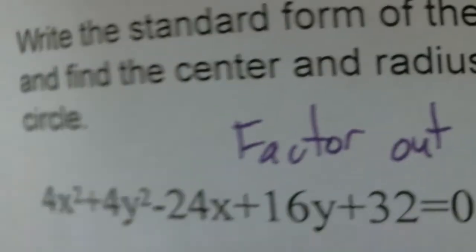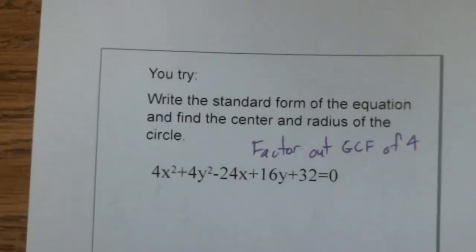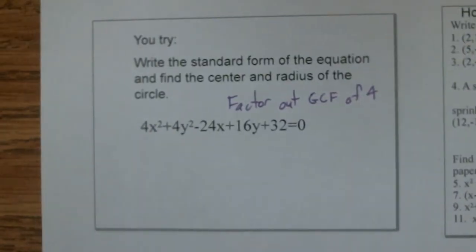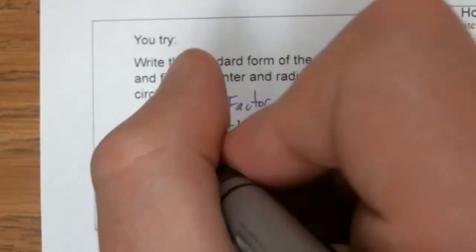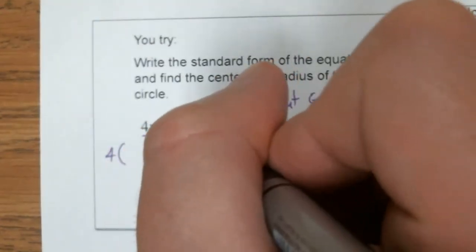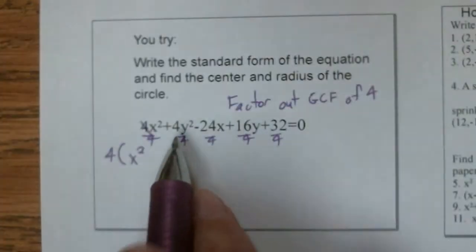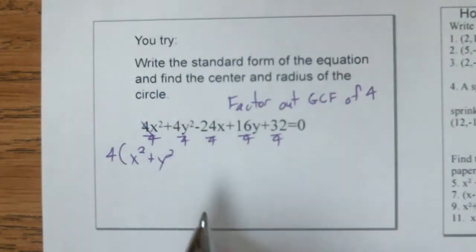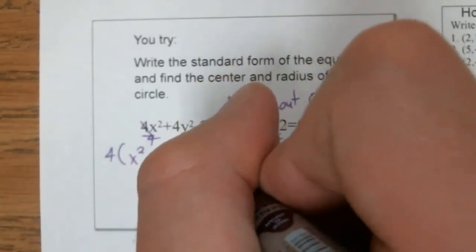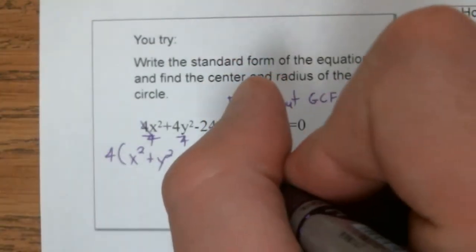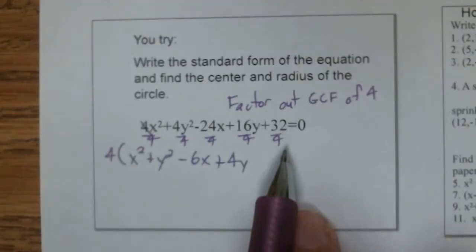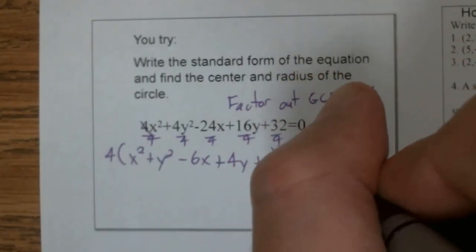Oh, that didn't help. Let's do it slowly. There we go. All right, so if I pull out a 4 from all of these numbers, I'll have 4 times, and then basically when you pull out a GCF, you just go back and divide every single one of these by 4. That will leave me with x squared. That will leave me with plus y squared. This will leave me with minus 6x. This will leave me with plus 4y. 32 over 4, that'll leave me with a plus 8 equals 0.